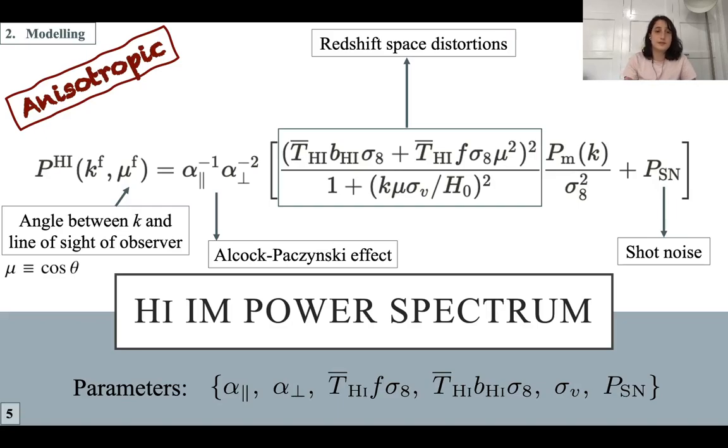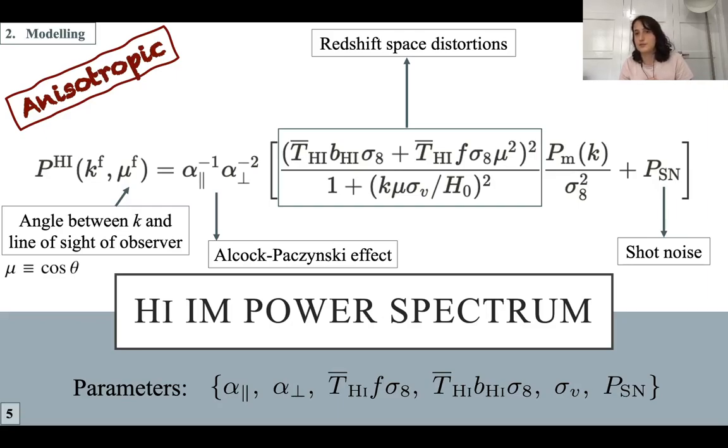So along the line of sight, we're going to have distortions in the Hubble parameter, and in the direction transverse to the line of sight, we're going to have distortions in the angular diameter distance parameter. And these parameters, alpha parallel and alpha perpendicular, allow us to then try and measure these distortions. So they're really interesting cosmological parameters.